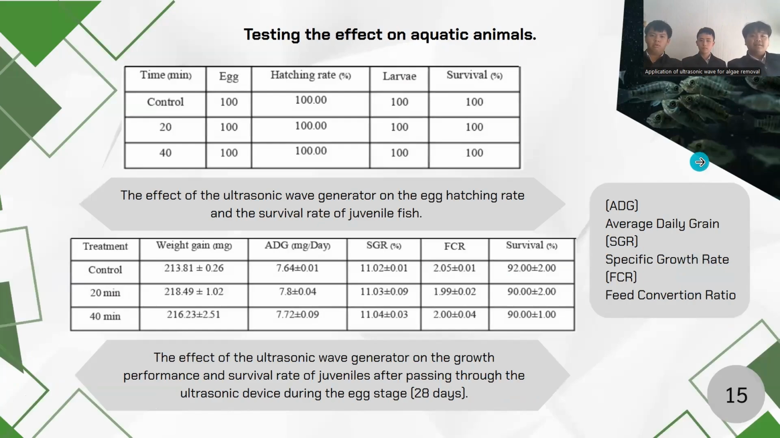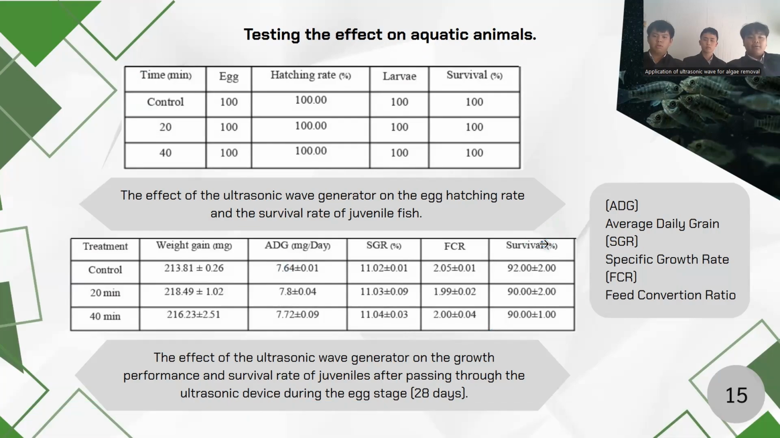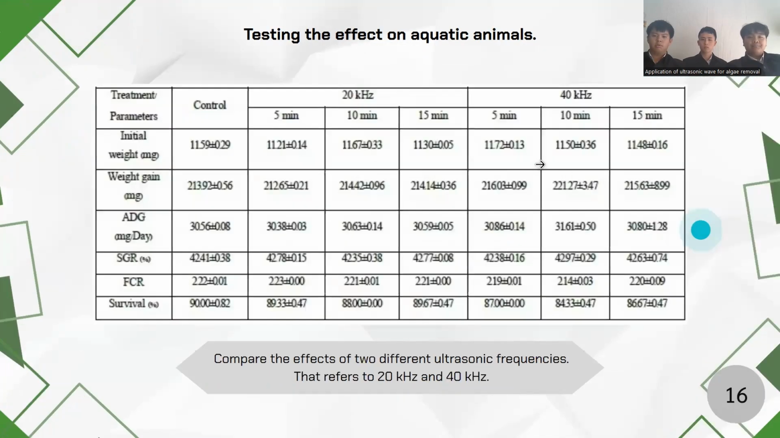Next, testing the effect on aquatic animals. We use tilapia fish in these experiments. These tables show the effect on the egg hatching rate and the survival rate of juvenile fish. According to this table, the ultrasonic wave had no detectable impact. And this table shows the effect on growth performance and survival rate of juvenile fish after passing through the ultrasonic during the egg stage for 28 days. As the tables show, it can be concluded that the ultrasonic wave had no effect.